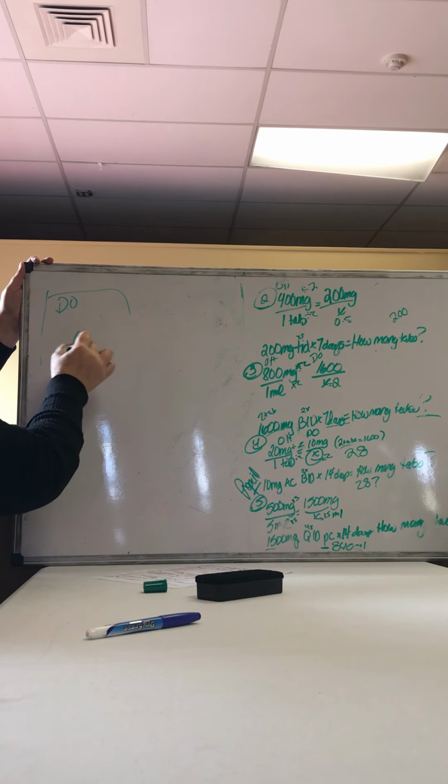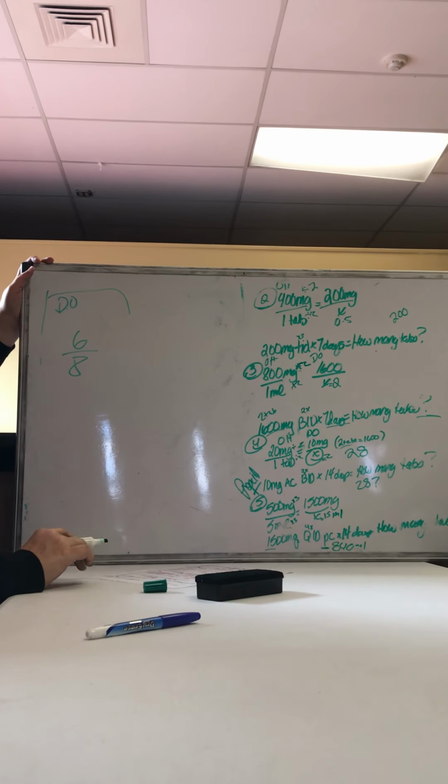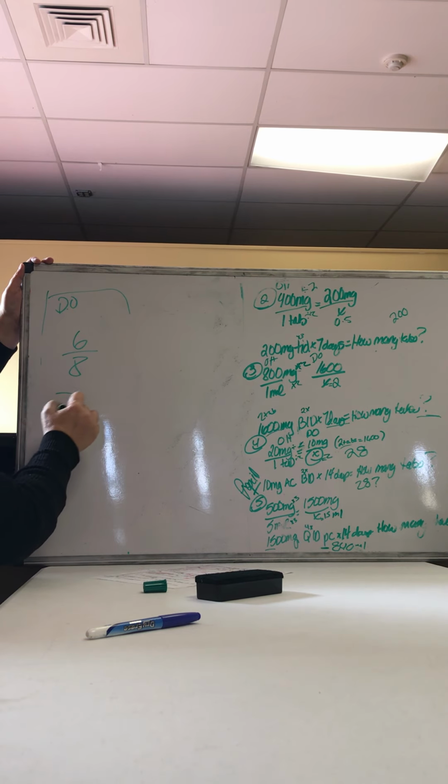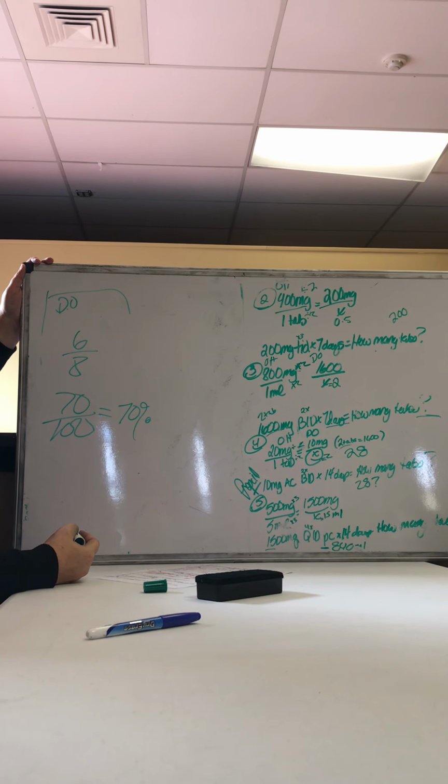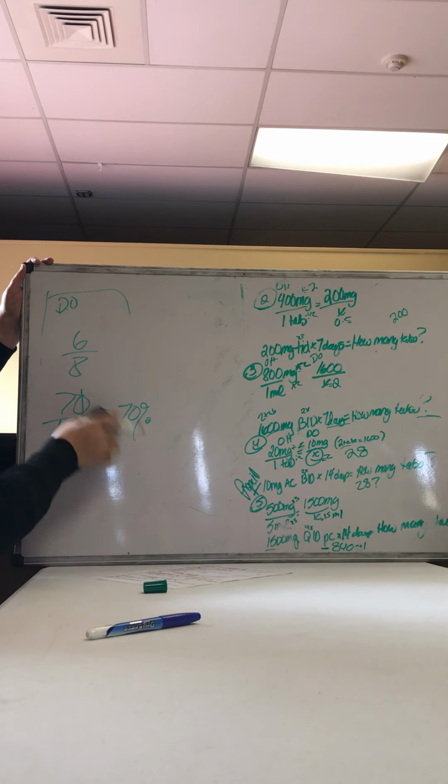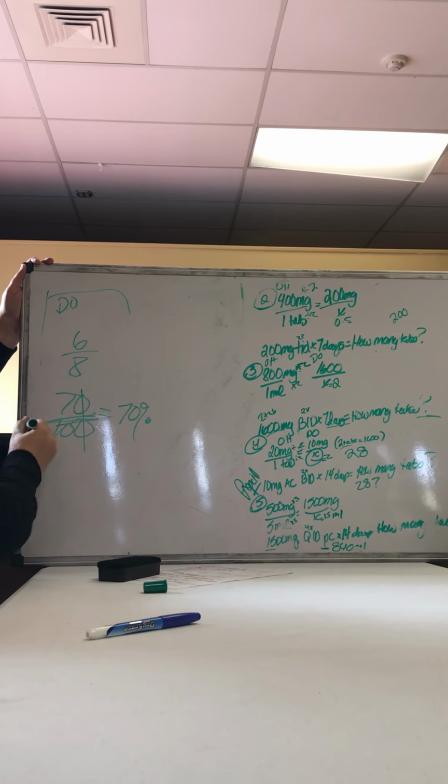Oh, this is going to be easy. What is 6/8 converted to a percent? How do you figure out what that number is as a percent? How did you figure out this one? You knew that that's 70%, right? How do you figure that? Divide 7 by 100. 70 goes in 100. It's always out of 100 when you're doing it that way.